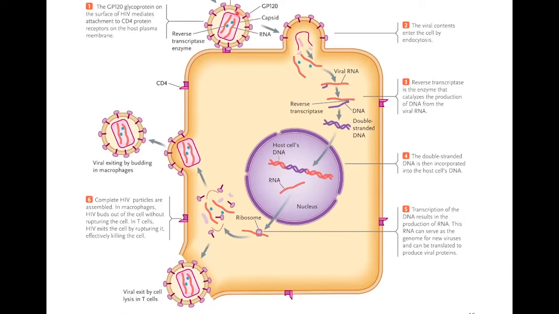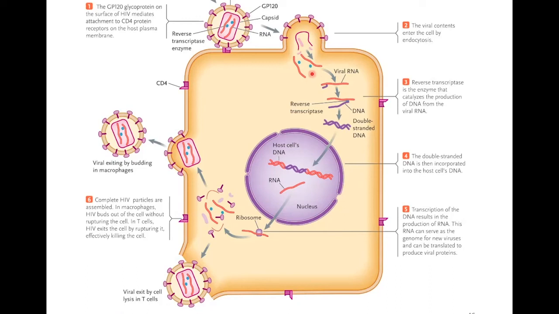Now, on the surface of the HIV molecule, there are a number of different glycoproteins, one of them known as glycoprotein 120. And glycoprotein 120 is responsible for binding to CD4 receptors on our T cells. This facilitates the process of endocytosis, which is going to allow for the genetic material of the virus to enter into our host T cells.